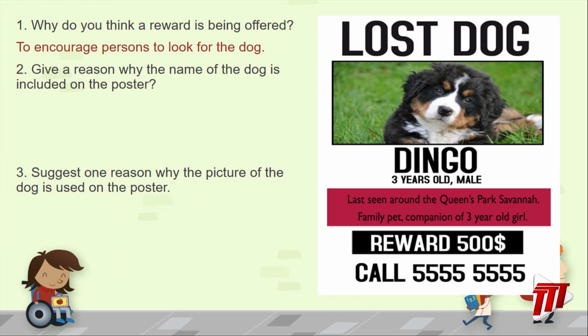Our second question asks us to give a reason why the name of the dog is included on the poster. For this question, you need to draw on a range of your experiences. You need to know that pets are normally given names. Pets would respond to their names. A pet would not respond to a name that it does not know. Therefore, if someone spots Dingo, they would be able to call him by his name, and therefore they will be able to identify him.